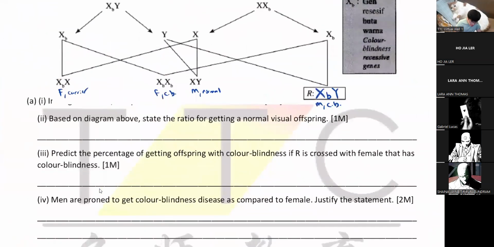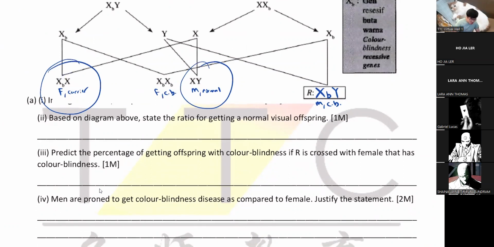All right, so based on the diagram above, state the ratio for getting a normal visual offspring. So who is normal? This person is normal, and this person is normal too. You might say, sir, how is a carrier normal? They are technically normal. Just because they have a recessive gene, it doesn't affect them in any way. They still look normal. They still have the normal gene. It's just that they might pass this gene to the child. That's not their problem. So they're still normal. So 2 out of 4, that means 50%. So 50% they might get a normal child, and 50% they will get a colorblind child.